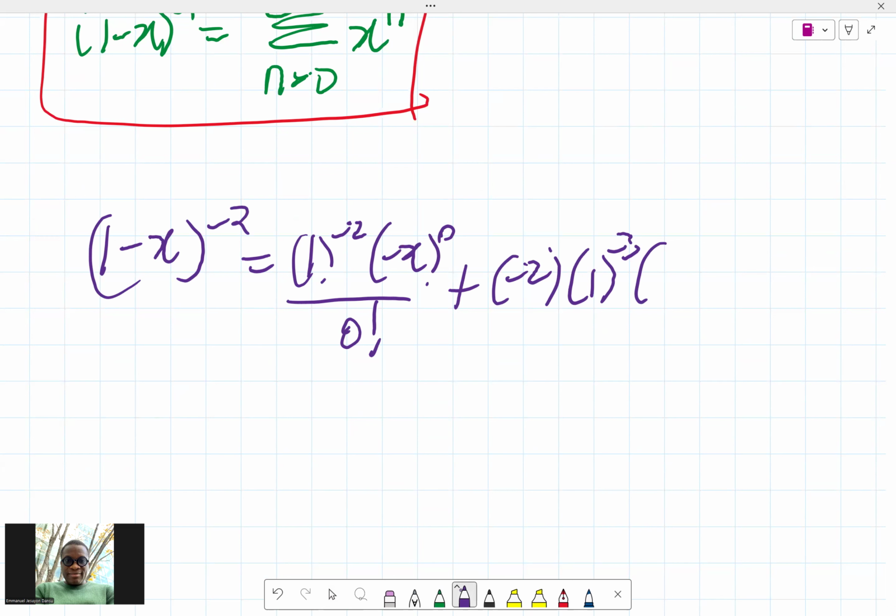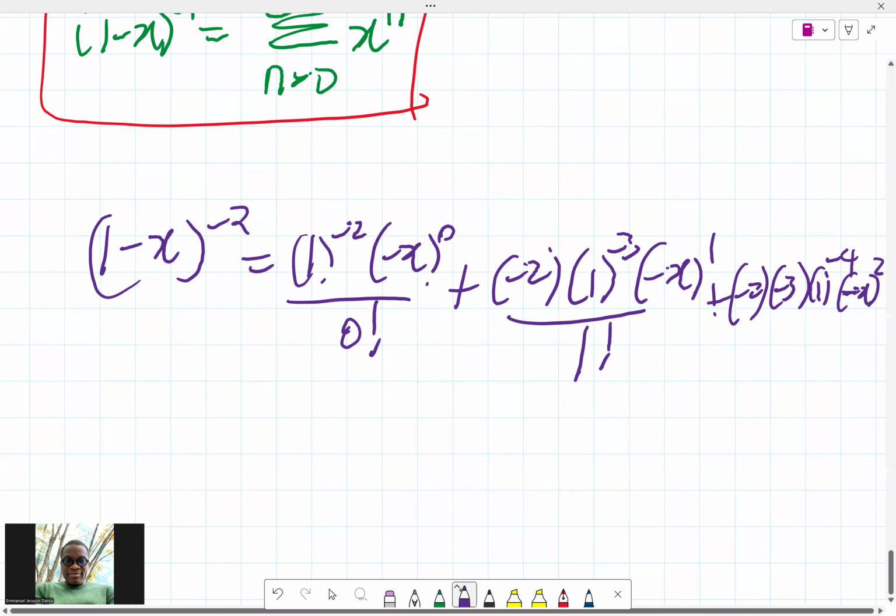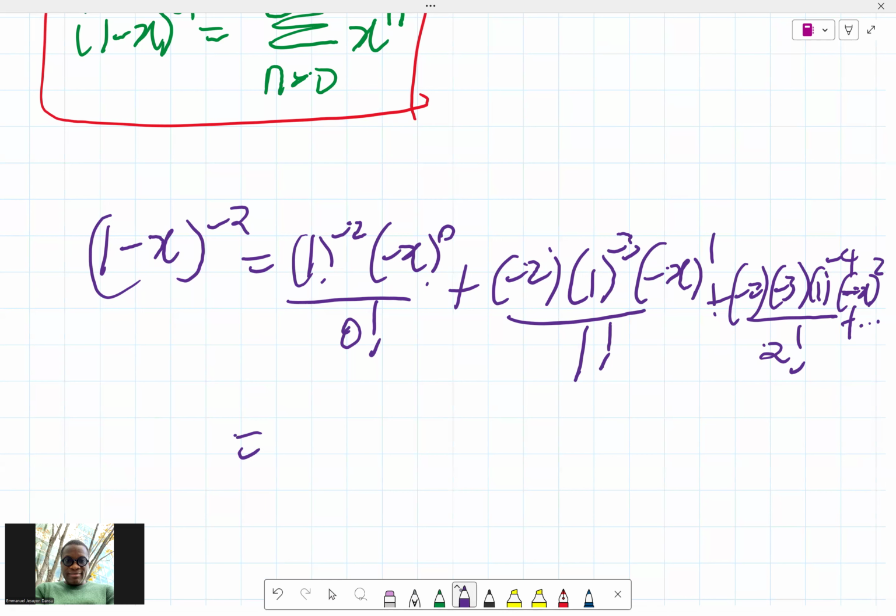This is minus 2, 1 raised power minus 3 minus x raised power 1 all over 1 factorial, plus the next, minus 2 minus 3, 1 raised power minus 4 minus x raised power 2 all over 2 factorial and all of that. So we have, of course, 1 raised to minus 2 is 1, minus x raised to 0 is 1, 0 factorial is also 1. So everything there is 1. So here we have minus 2 minus x, that's plus 2x. Then next, 2 factorial cancels just 2. Then everything is still positive because minus x squared is x squared.